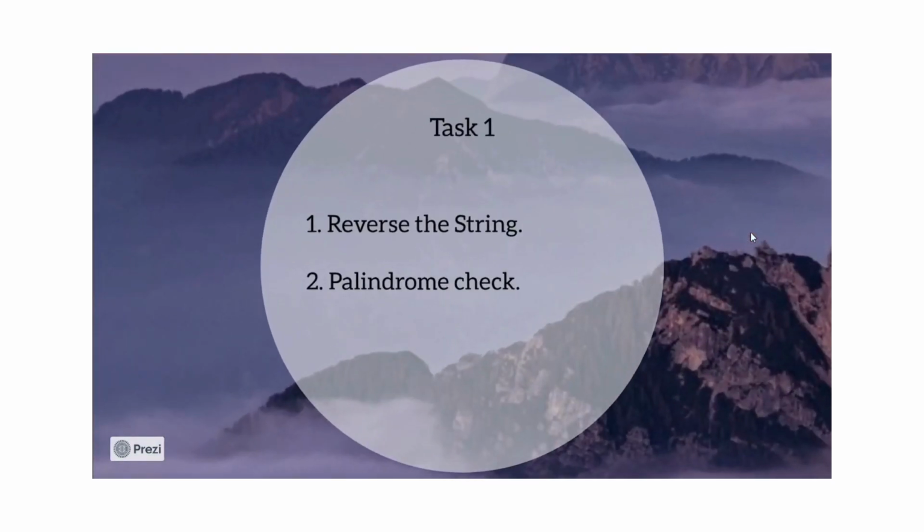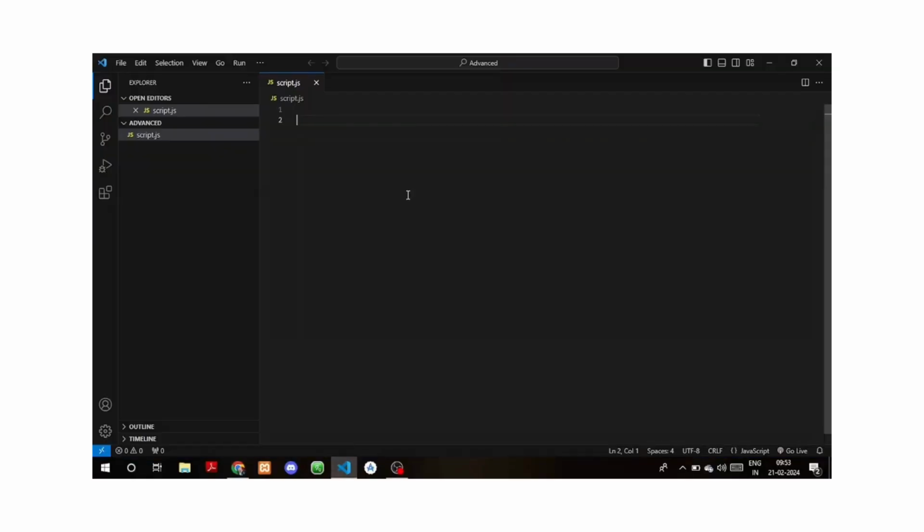Here, first of all, we are going to see question 1. Inside this, I provided 2 programs. The first thing is reverse the string. This is simple to understand, because it will reverse the string alignment. So here I open my JavaScript file, and inside that we are going to decode it.